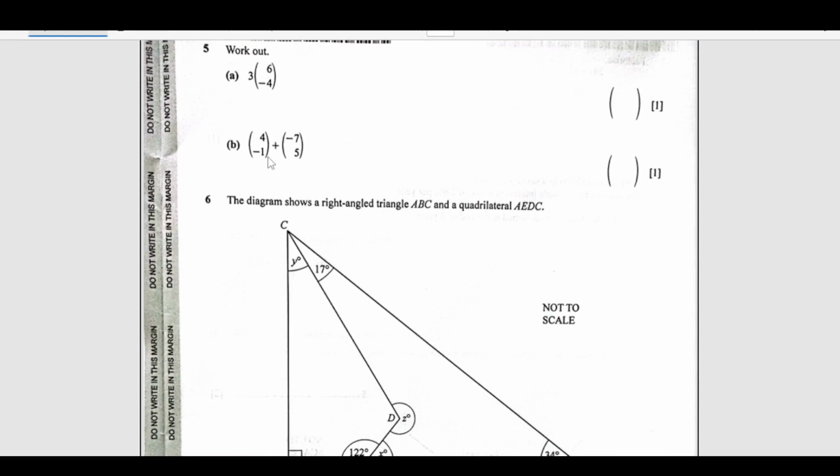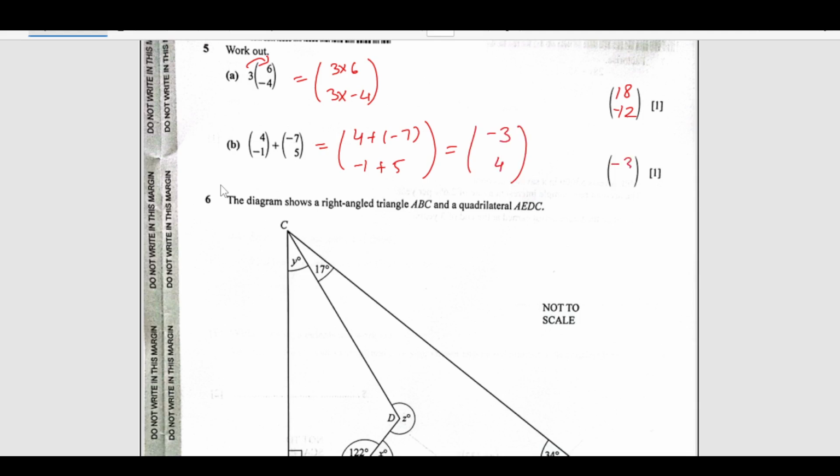Number 5, here we have work out 3 times this vector here. So this 3 is going to be multiplying to both the numbers inside. So 3 times 6, then 3 times minus 4. So 6 times 3, it is 18 and minus 12. Now we have just the addition, 4 plus negative 7 and negative 1 plus 5, right? So this is negative 3 and 4. So negative 3 and 4.